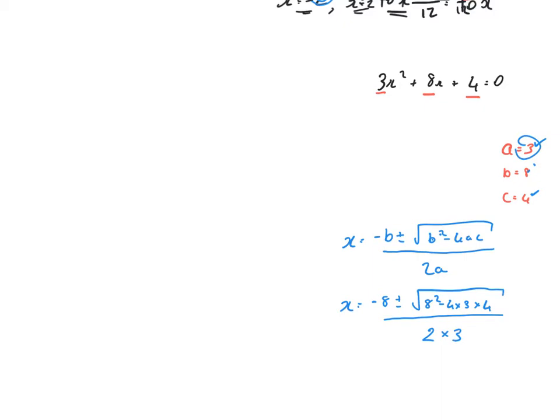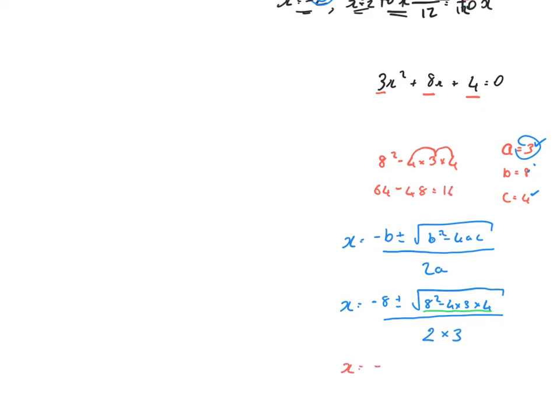Okay, so what do we do now? We take this bit to the side and work it out. So that's 8 squared minus 4 times 3 times 4. Don't need the calculator for that yet. 8 squared is 64, minus 4 times 3 is 12, and 12 times 4 is 48. And that will give me 16.